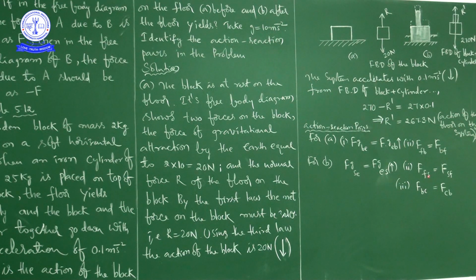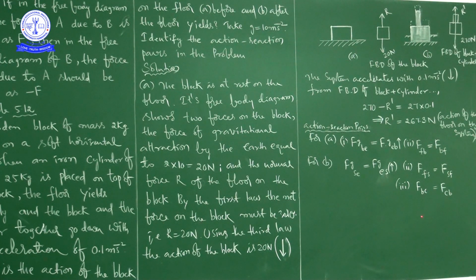Next, the second thing, see this. It is the force on the floor by the system. The force on the floor by the system is equal to the force on the system by the floor, right? I will repeat once again. The force on the floor by the system is equal to the force on the system by the floor. It is one action reaction pair.